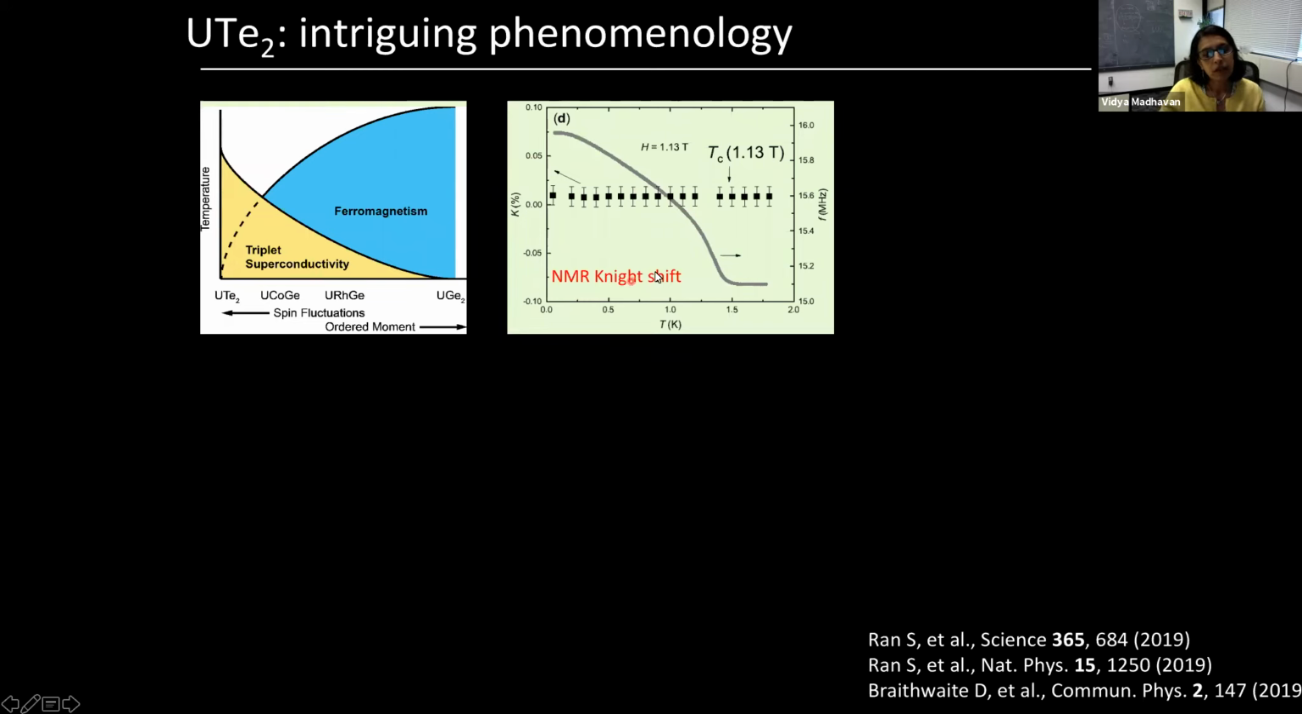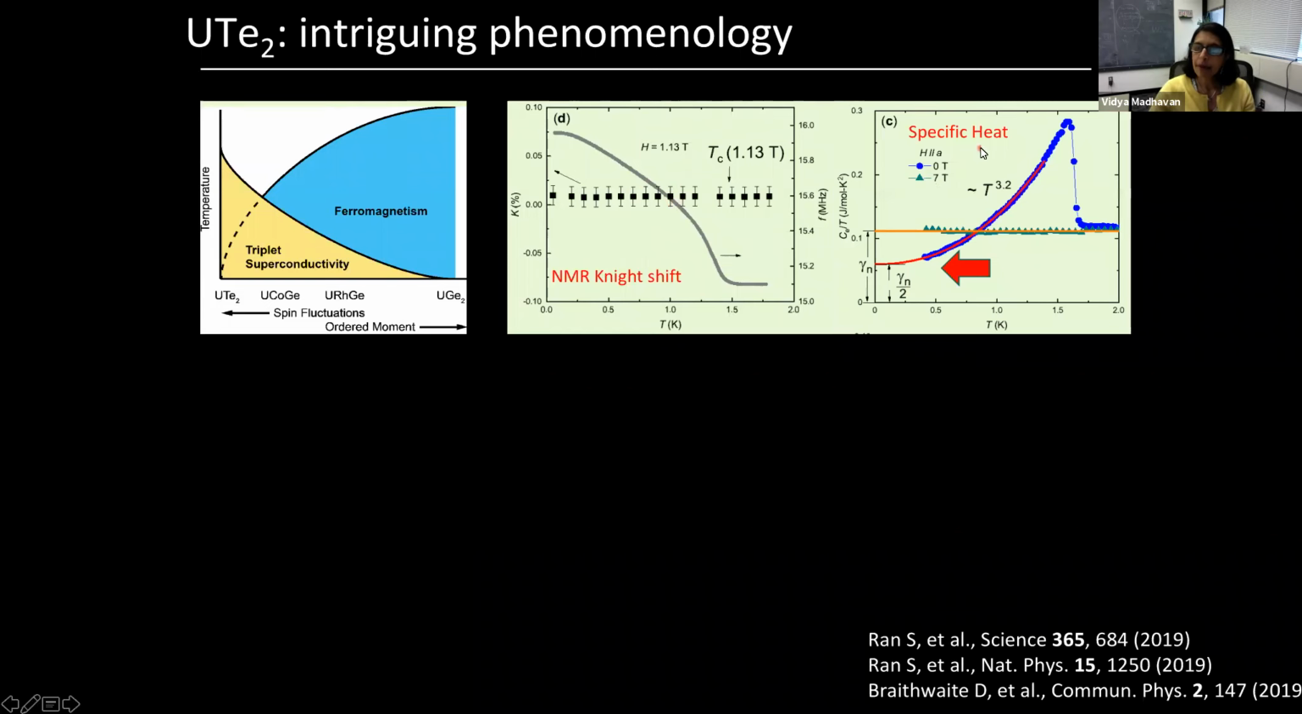This is a measurement of the NMR Knight shift. And here's TC. TC for these materials is 1.6 Kelvin or so. If you look at the Knight shift as you go across TC, it shows very little change. Recent measurements actually show that there's a tiny change of the Knight shift as you go across TC, but even that change is much smaller than what you would expect for a singlet superconductor or a D-wave superconductor. So this unchanging Knight shift is a strong indication that there is triplet pairing in this system.